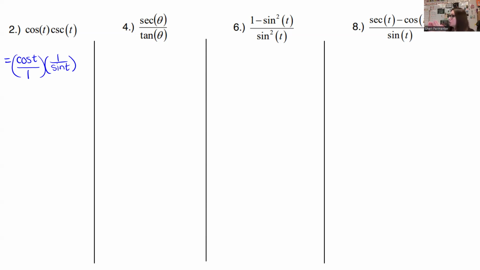Now, what if we smushed it together? Wouldn't this become cosine t over sine t? What is that? Cotangent. So equals cotangent t. And I'm done. Did we simplify down to 1 trig function without a fraction? Be able to simplify it to 1 trig function without a fraction. Yeah, so we're done.